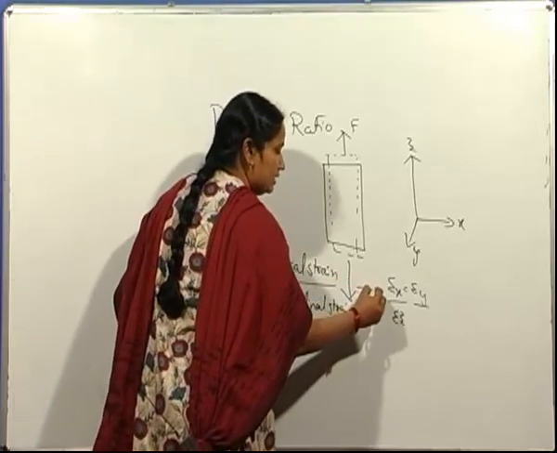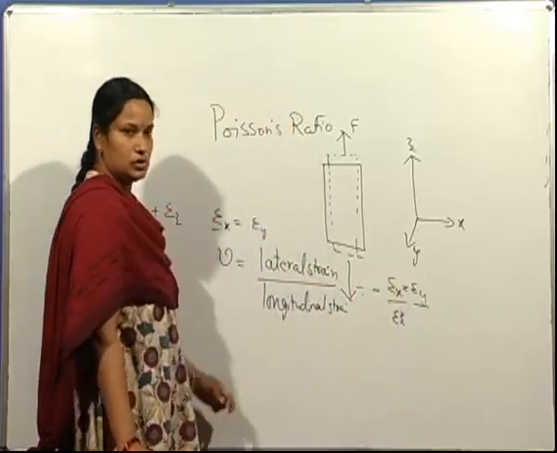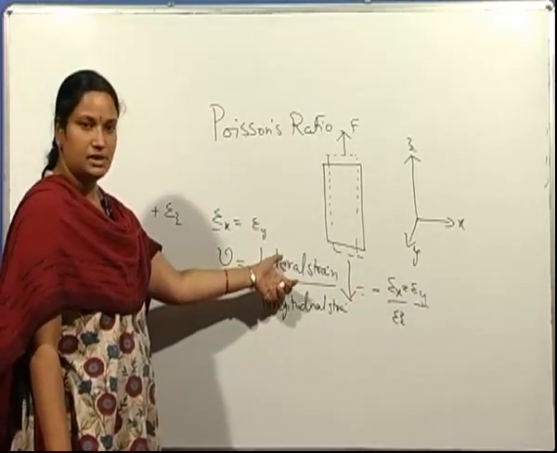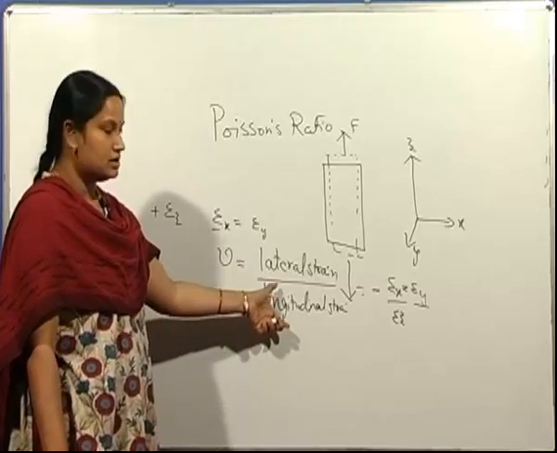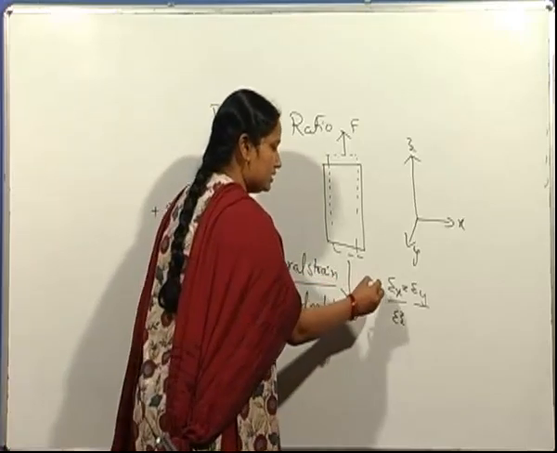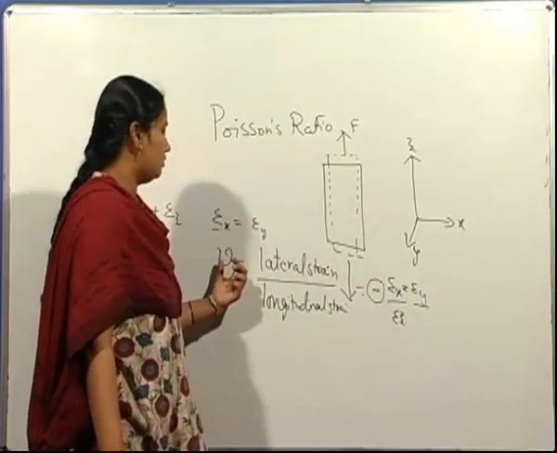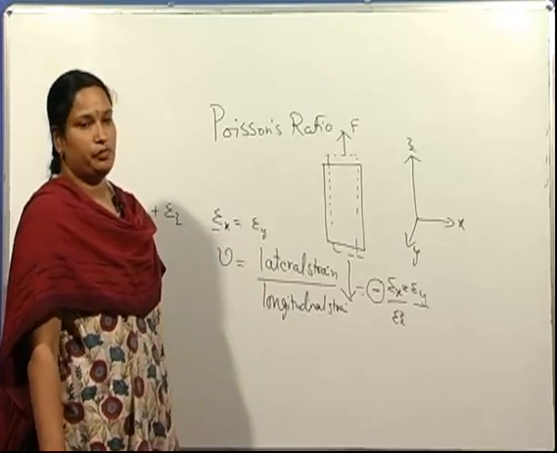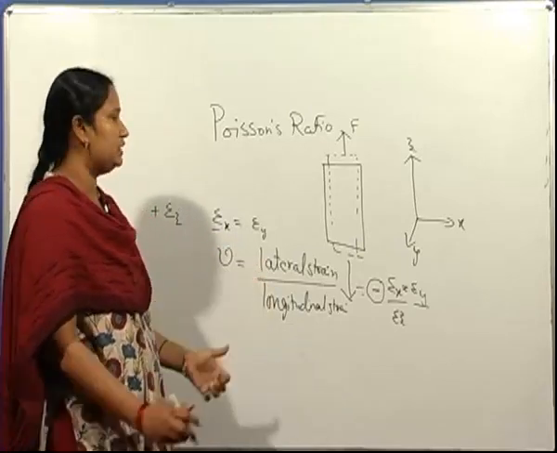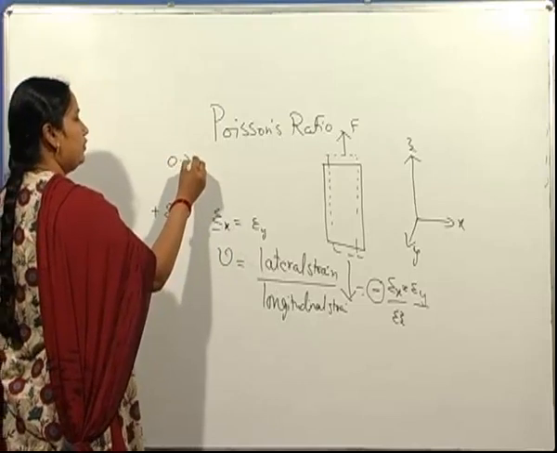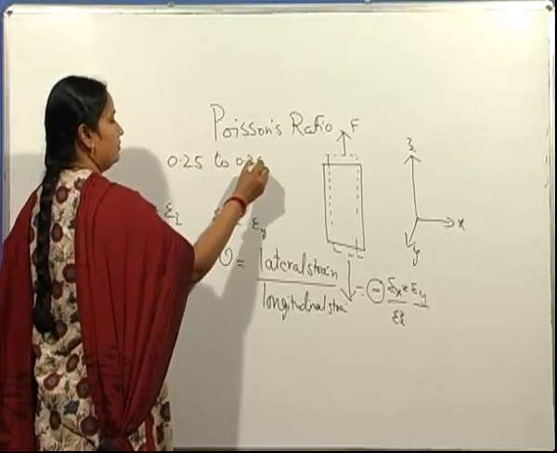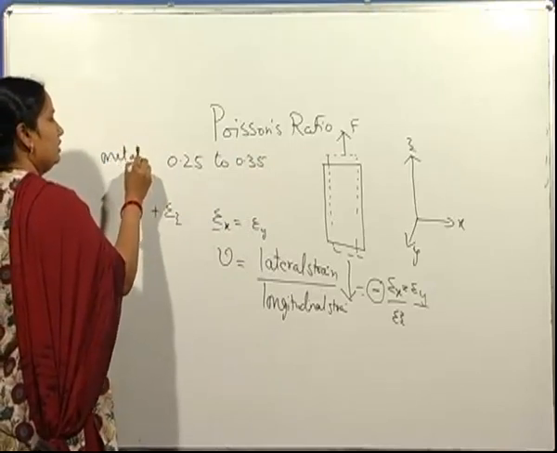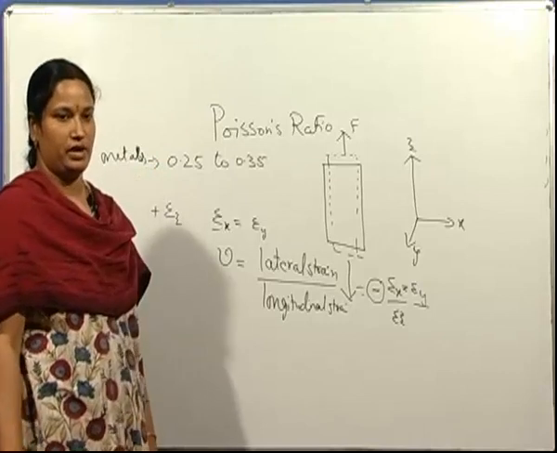This minus sign is included such that Poisson's ratio is always positive, because lateral strain is negative and longitudinal strain is positive. So inclusion of this negative sign indicates that Poisson's ratio is always positive. So for the case of metals, this Poisson's ratio falls between the values of 0.25 to 0.35. For most of the metals, Poisson's ratio is in between 0.25 to 0.35.